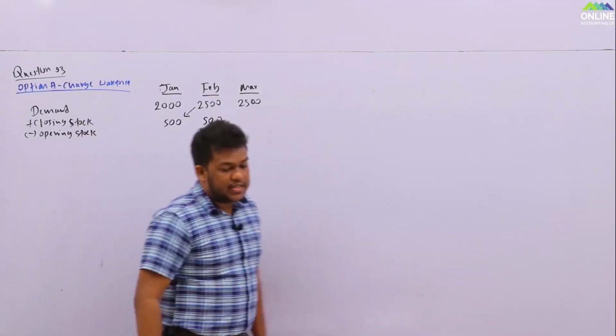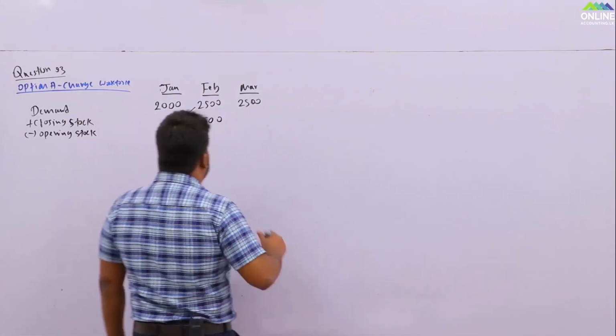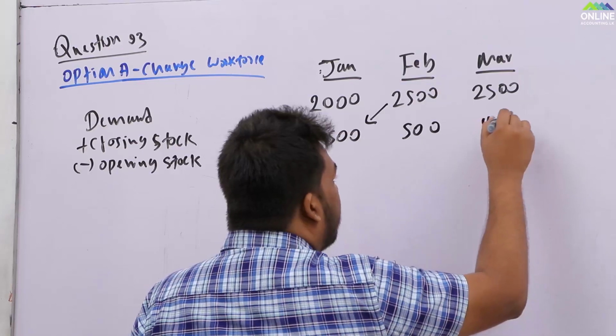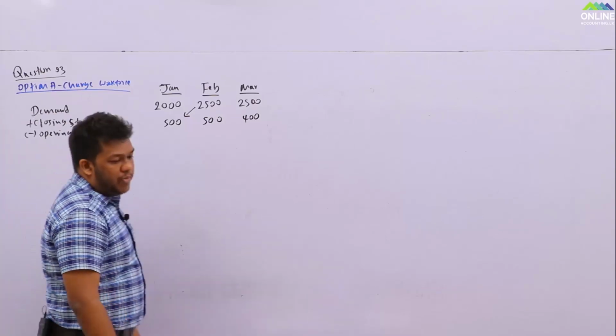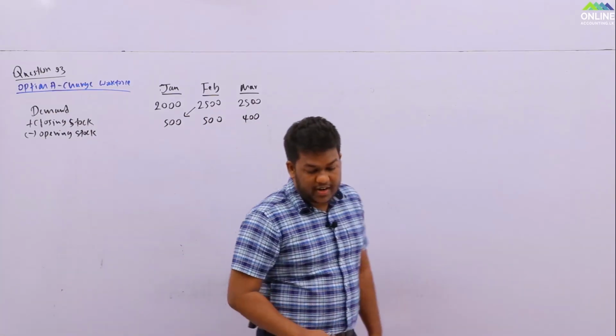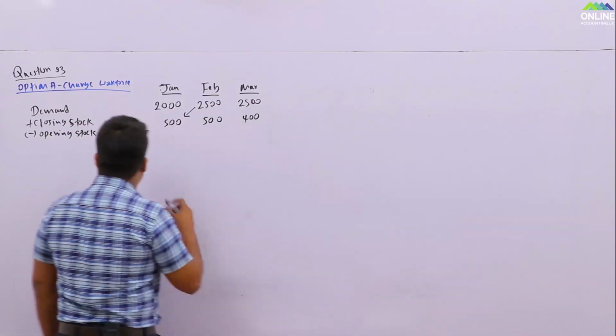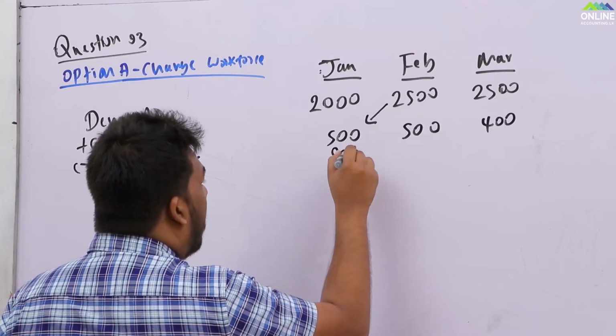April demand is how much? April demand they have given 2000. So 2000 into 20%, 400. Then opening stock, now January opening stock, they have already given. That is 200 units.